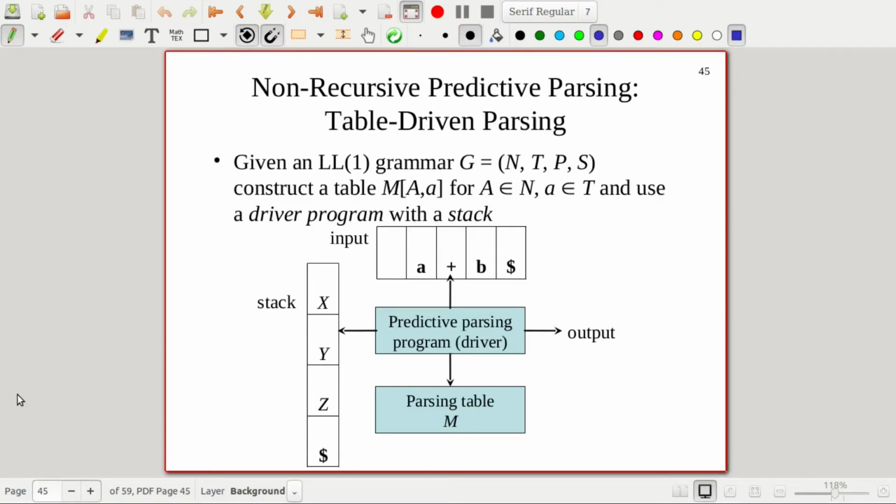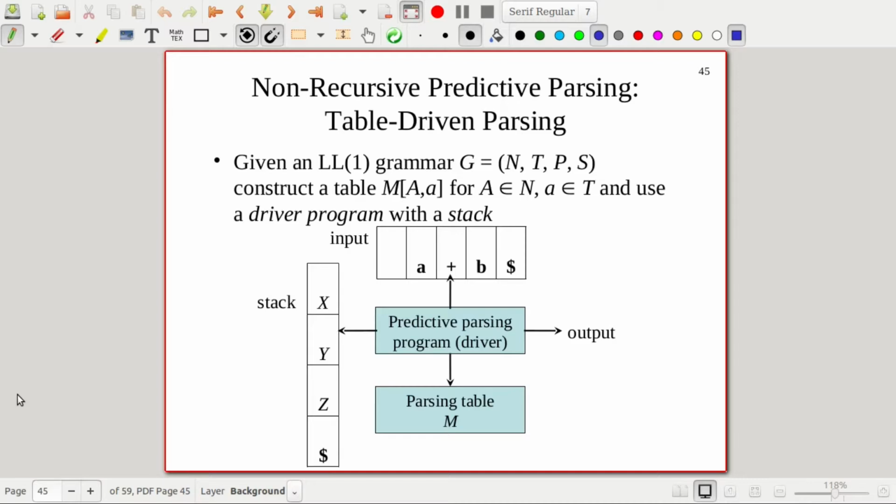Next we have to discuss non-recursive predictive parsing, which is table-driven parsing. Given an LL1 grammar G = (N, T, P, S), where N is the set of non-terminals, T is the set of terminals, P is the set of productions, and S is our start symbol. First we will construct a table M[A, a]. The capital A and small a are used for indexing the table M, where A is a member of N, that means a non-terminal, and small a is a member of T, that means a terminal, and we use a driver program with a stack.